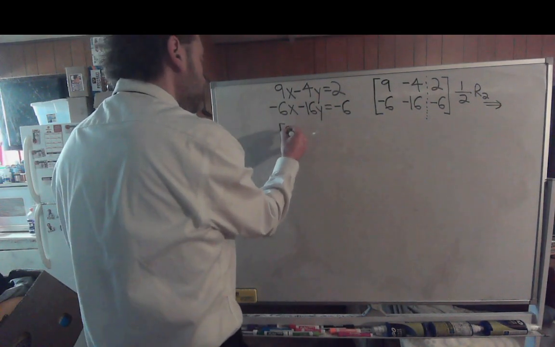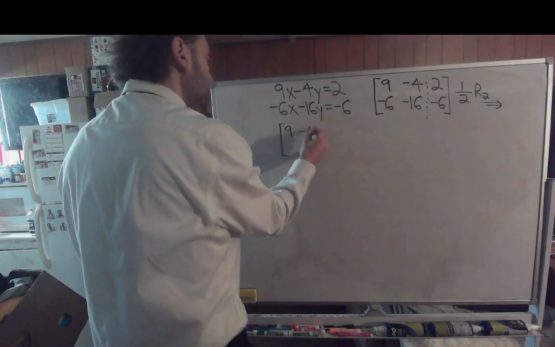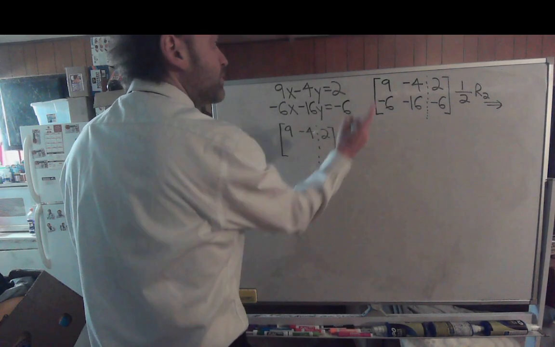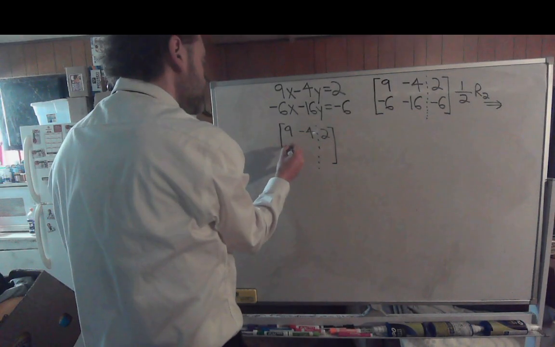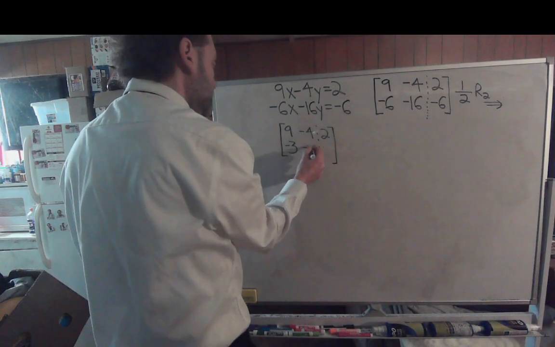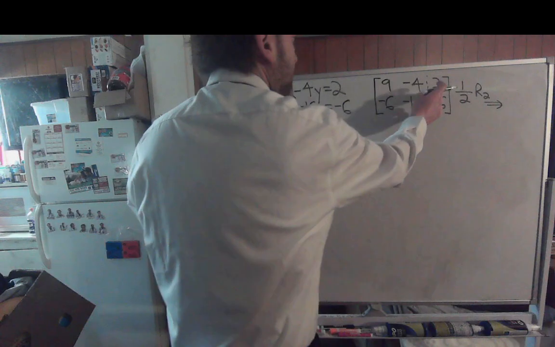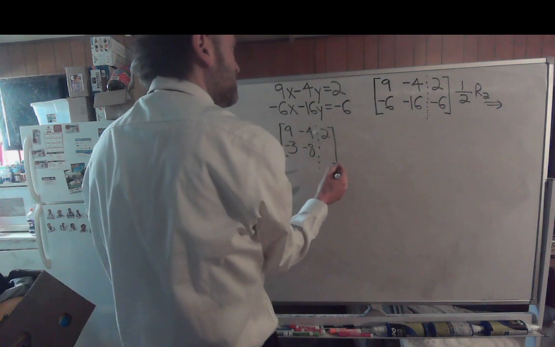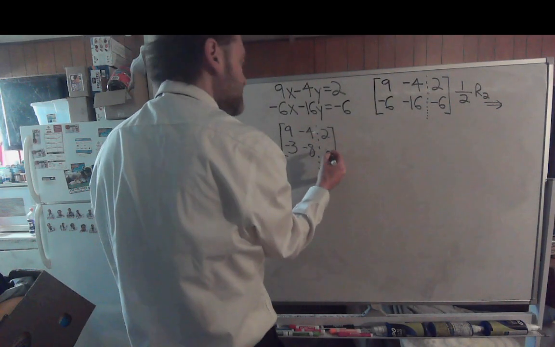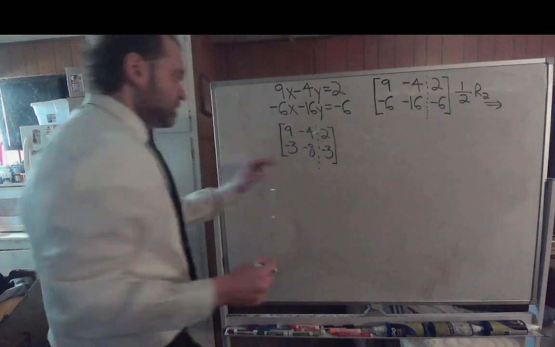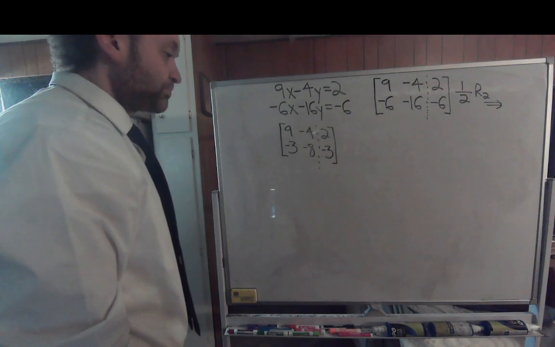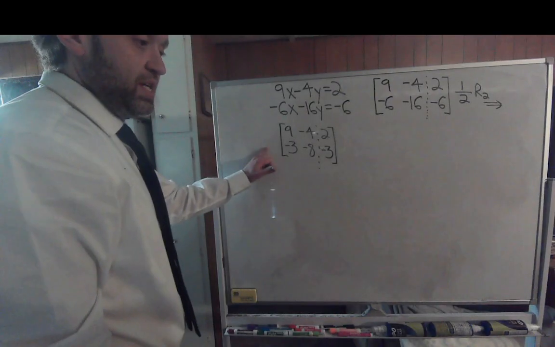The first row we're leaving alone. 9, negative 4, and then 2. Now 1/2 of row 2, 1/2 of negative 6 is negative 3. 1/2 of negative 16 is negative 8. Whoops, I was going the wrong row. 1/2 of negative 6 is negative 3. So a little bit smaller numbers to work with. Now, we've reduced it.